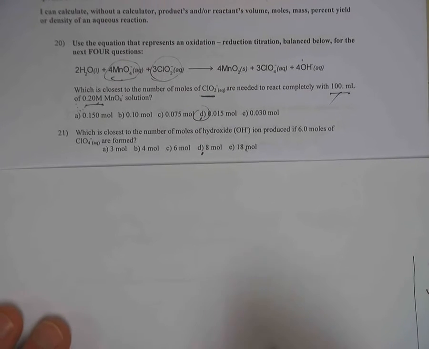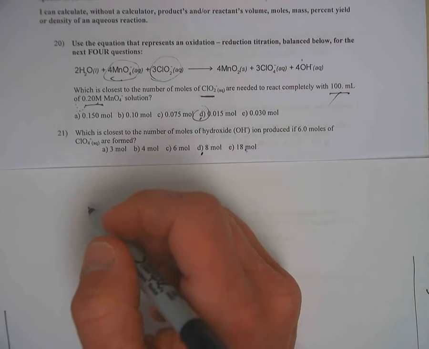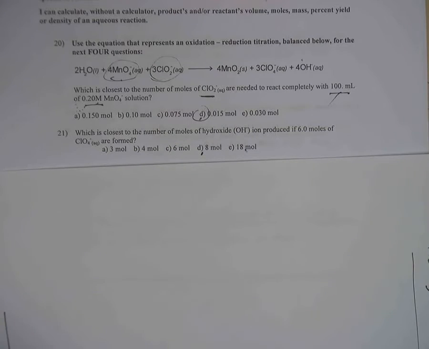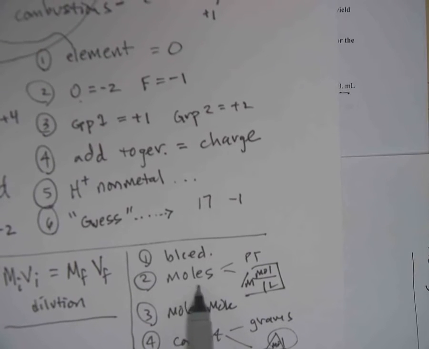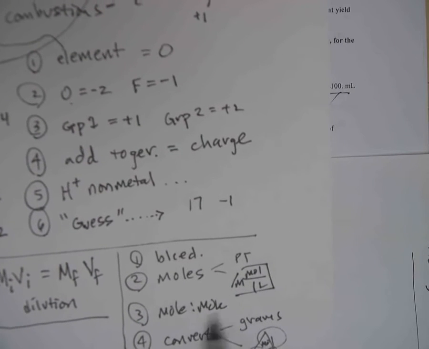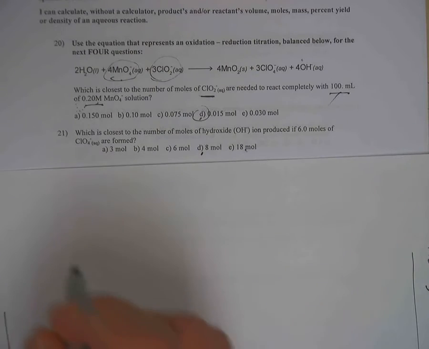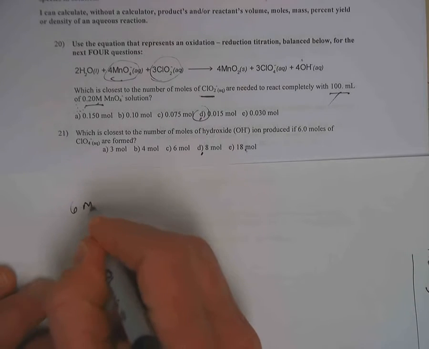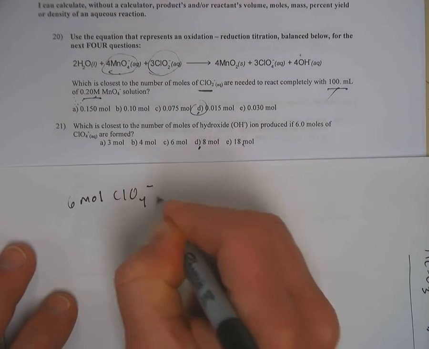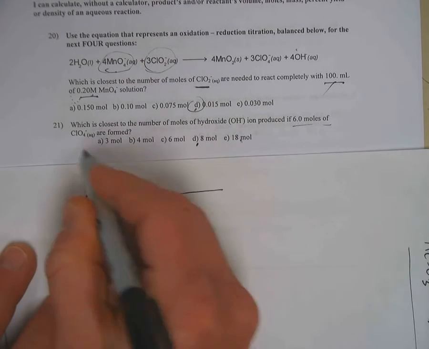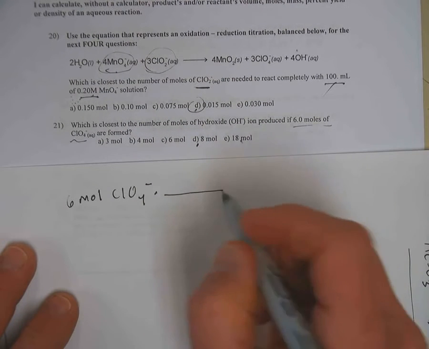Number 21, which is closest to the number of moles of hydroxide ion produced if 6 moles of ClO4 minus are formed. So using the steps that you have written down, first the balanced chemical equation, that's done for you. Second, convert to moles, it's done for you. So now you go to the mole-to-mole ratio. It tells you that there are 6 moles of ClO4 minus, right here. And it says what's the number of moles of hydroxide.